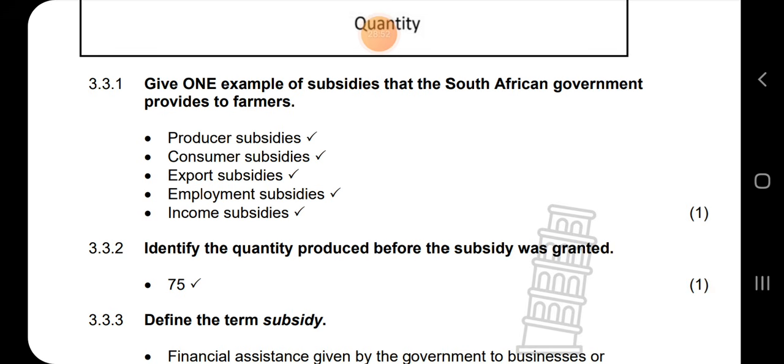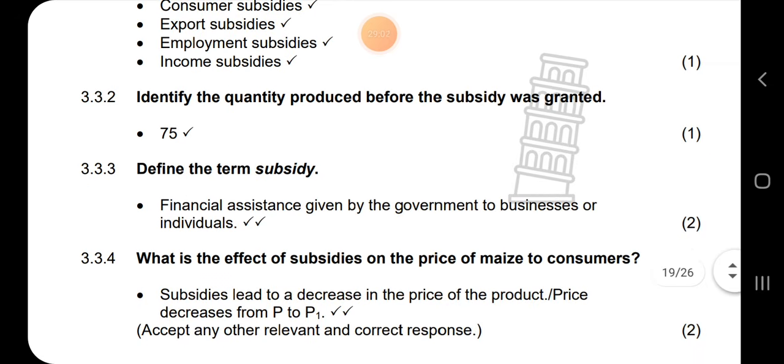They give producer subsidies, consumer subsidies, export subsidies, employment subsidies, and income subsidies. So you can choose either one of those. Okay. 3.3.2 says, identify the quantity produced before the subsidy was granted. It was 75. Before the price went down to 25, and then they were able to produce 90.